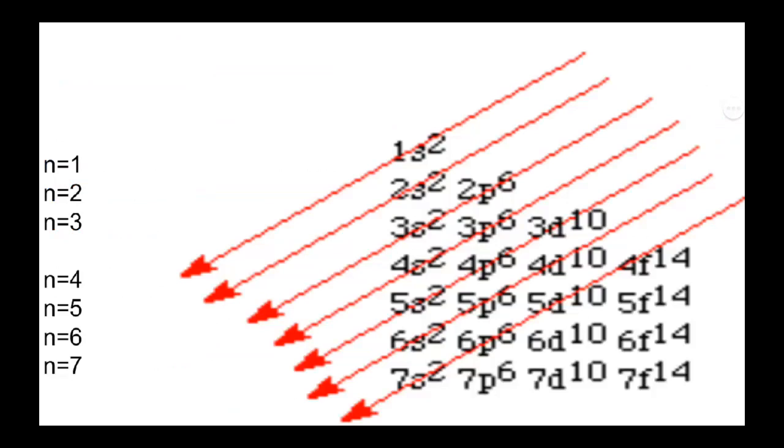Now, if you take a look at the red lines, this is the Klechkowski rule, the way we should move with this electron configuration. I'm going to give you an example. Keep this Klechkowski rule in front of you because you're going to use it in doing the electron configuration.